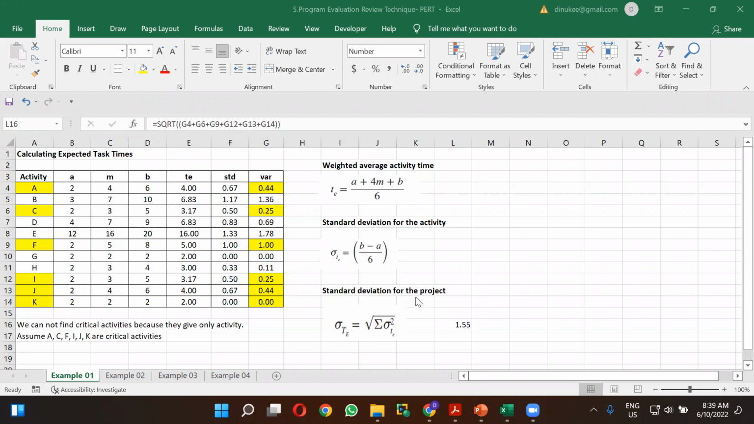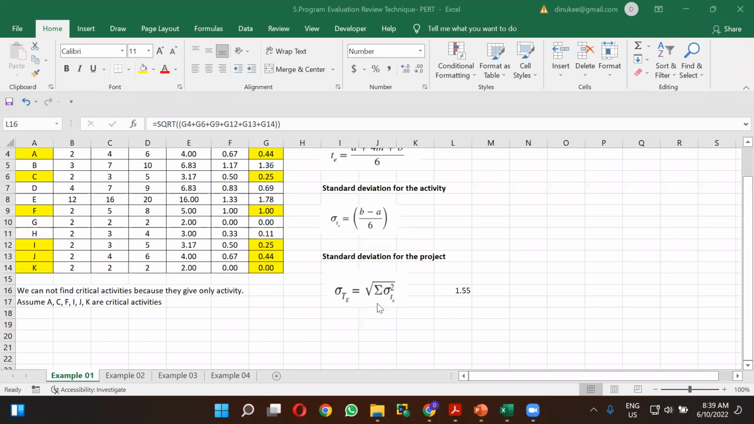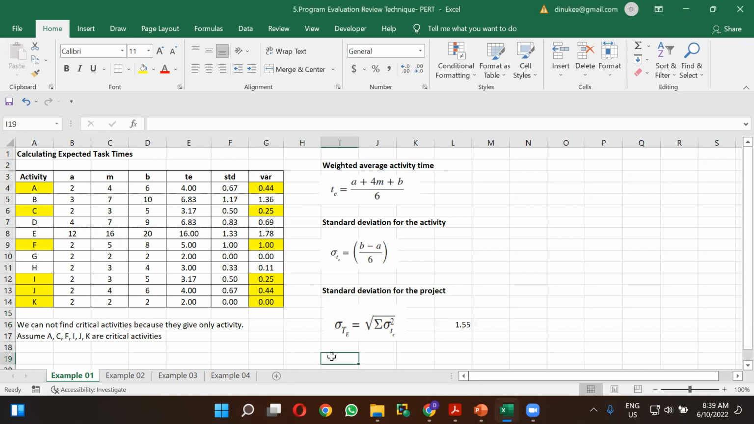So the next one I would like you to calculate is the expected time of the project. This is the standard deviation for the project, and next, please calculate the expected time of the project. How are you going to calculate the expected time of the project?